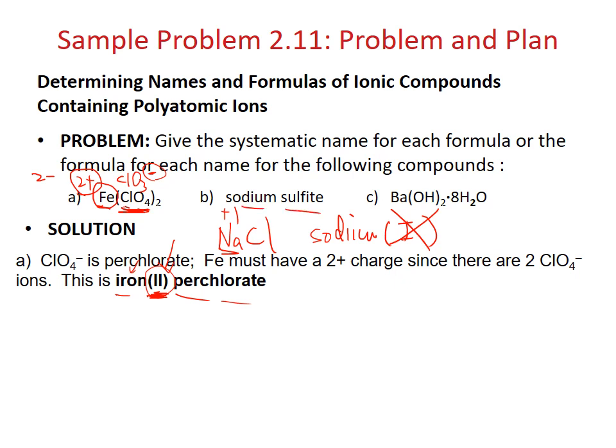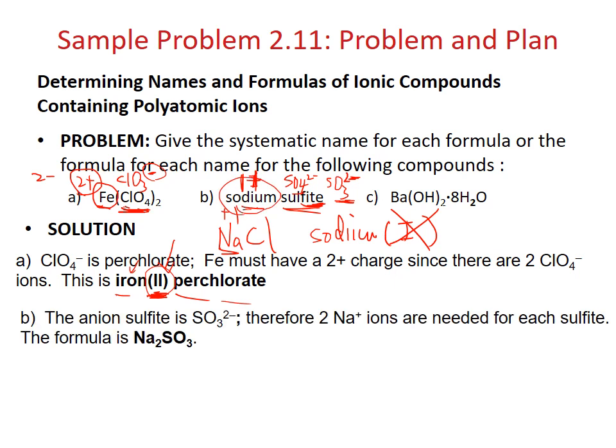Sodium sulfite. Sodium, again group 1, so it has a positive 1 charge. And the sulfite, ITE: we know sulfate is SO4 2 negative. If you look at the table, one less oxygen, SO3 2 negative, so that's called sulfite. Also note that sulfate is 2 negative, so sulfite is also 2 negative, and sodium is 1 plus, therefore you need 2 sodium.